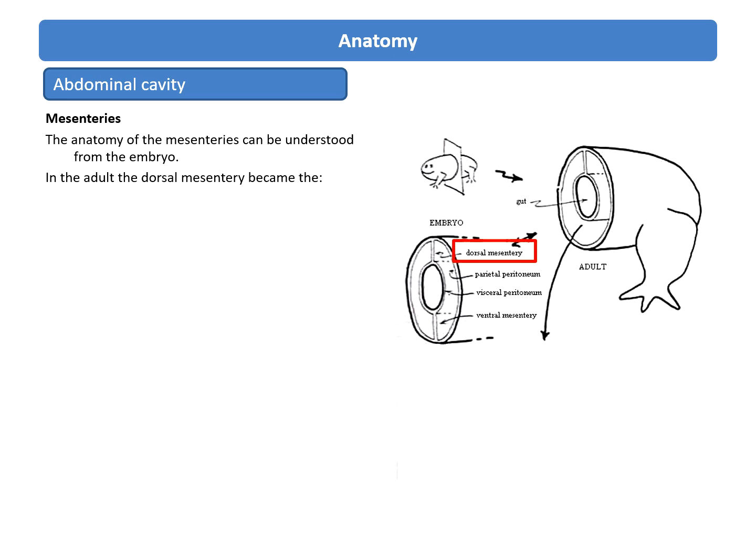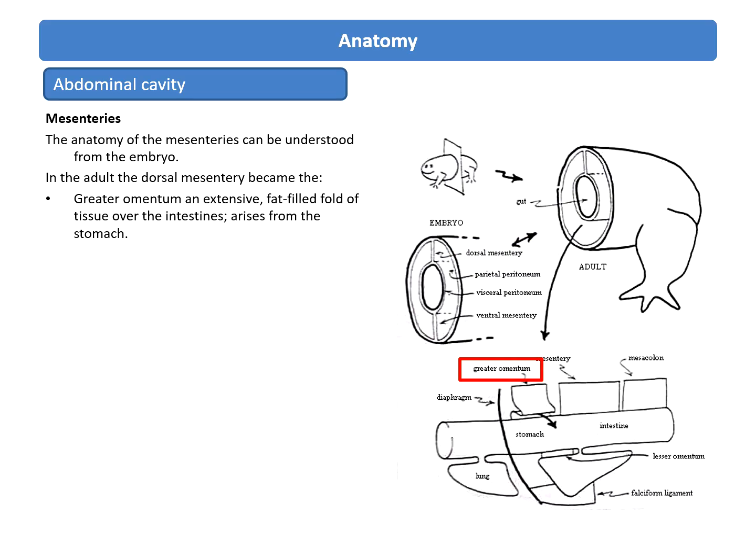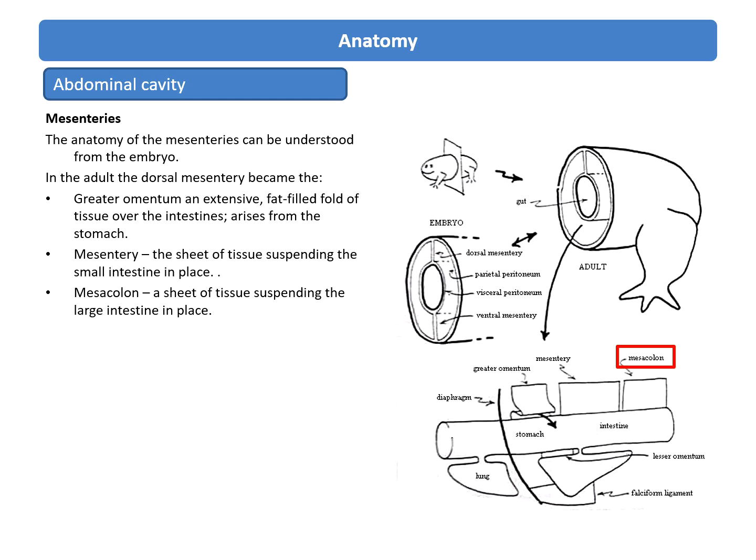In the adult, the dorsal mesentery has developed into a greater omentum. This is an extensive fat-filled fold of tissue over the intestines. It's attached to the stomach. The mesentery proper, which is a sheet of tissue suspending the small intestine in place, and the mesocolon, which is the sheet of tissue suspending the large intestine in place.